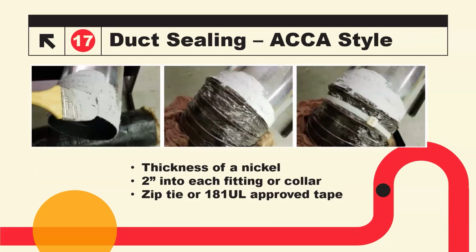And then as a refresher, the proper way to add mastic to flex ducts, looking at collars and connections, is thick as a nickel, 2 inches deep from the edge of each of the collars. And then, of course, using zip tie or UL 181 approved tape and/or putting more mastic on that. A lot of people just put zip ties and then put mastic back over it. Takeaway here is if you can see through that Mylar liner and you can see brush strokes, that's not a good sign. That's not sealed as it should be.